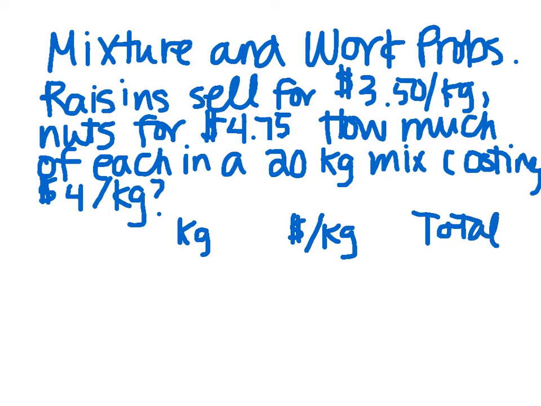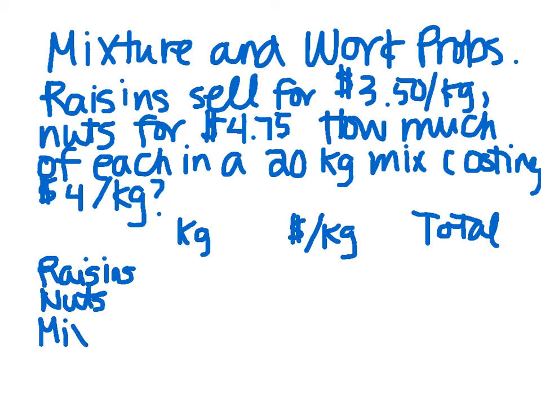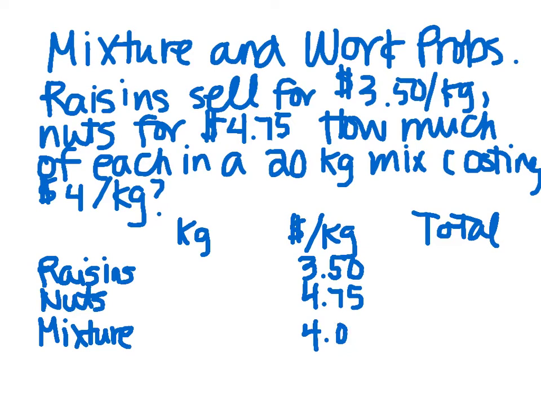So, in this problem, we have raisins, we have nuts, and we have the mixture. So as always, we want to start with what we do know. We know that raisins cost $3.50 per kilogram, and we know that nuts cost $4.75. And in this case, there's a third row that talks about the mixture, and we want that to be $4 per kilogram.